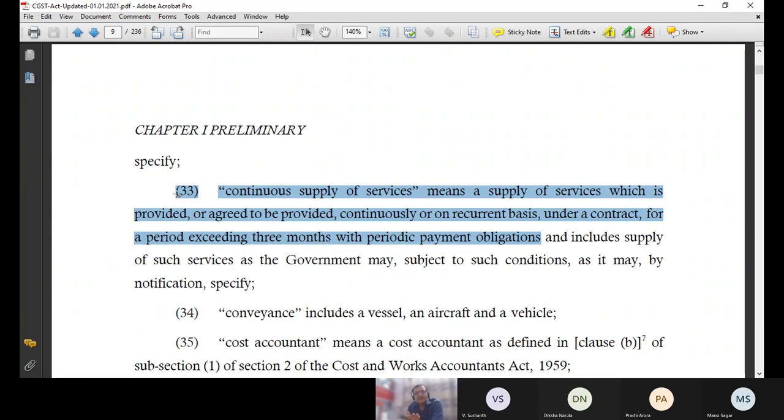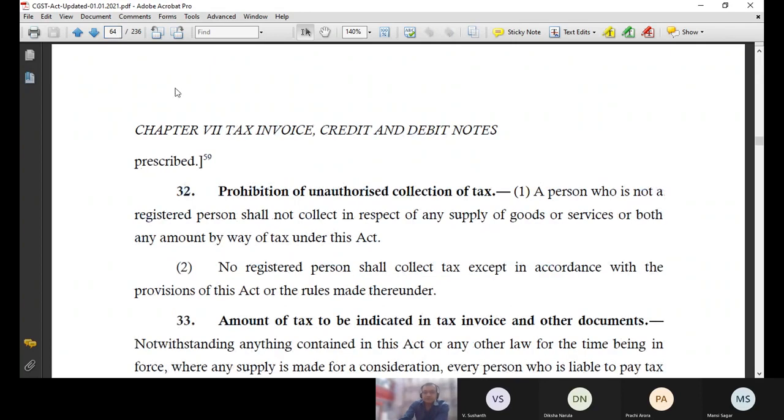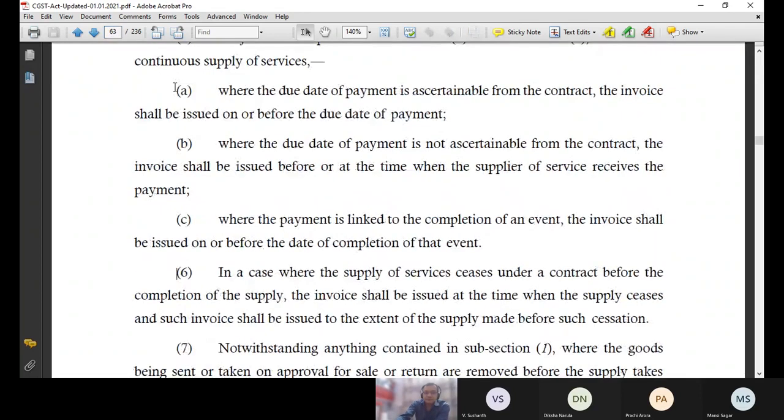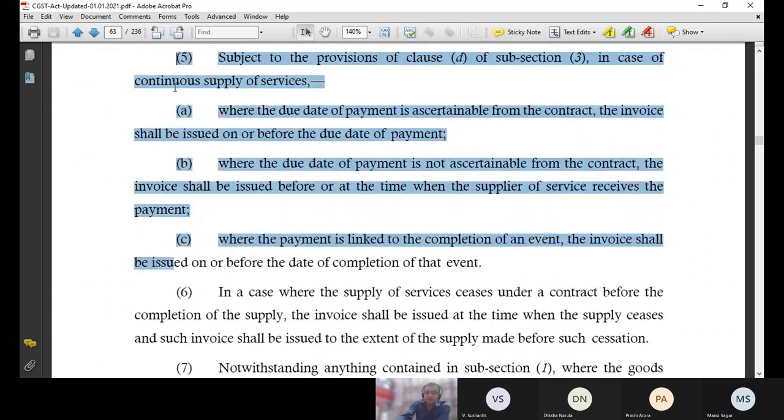Now in this case, determination of last date by which invoice is issued is little bit lengthy as compared to continuous supply of goods. Let me again show you. Let me show that subsection now, 31 subsection 5. This is what my 31 subsection 5. Subject to the provisions of clause D of subsection 3 in case of continuous supply of services.